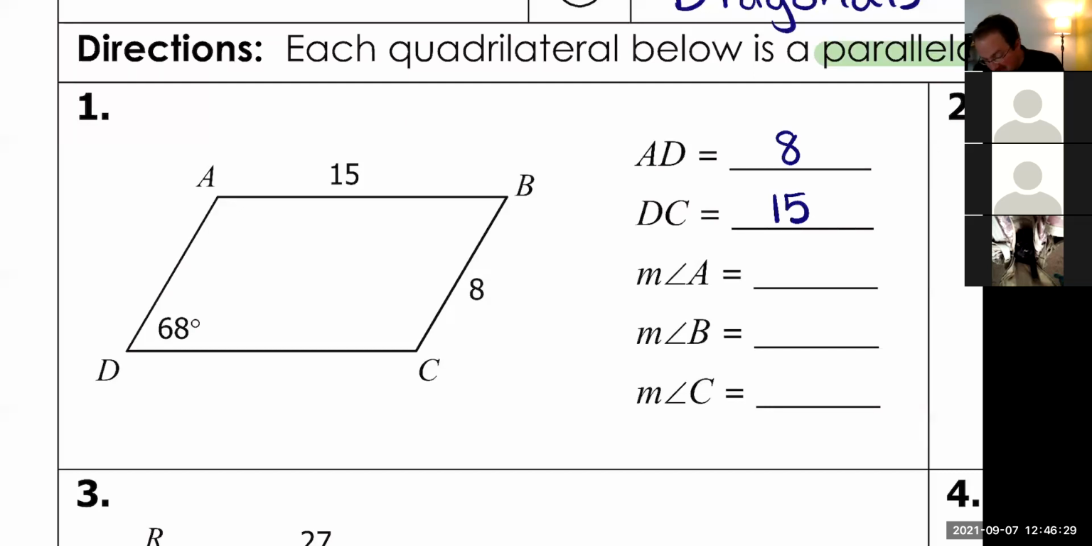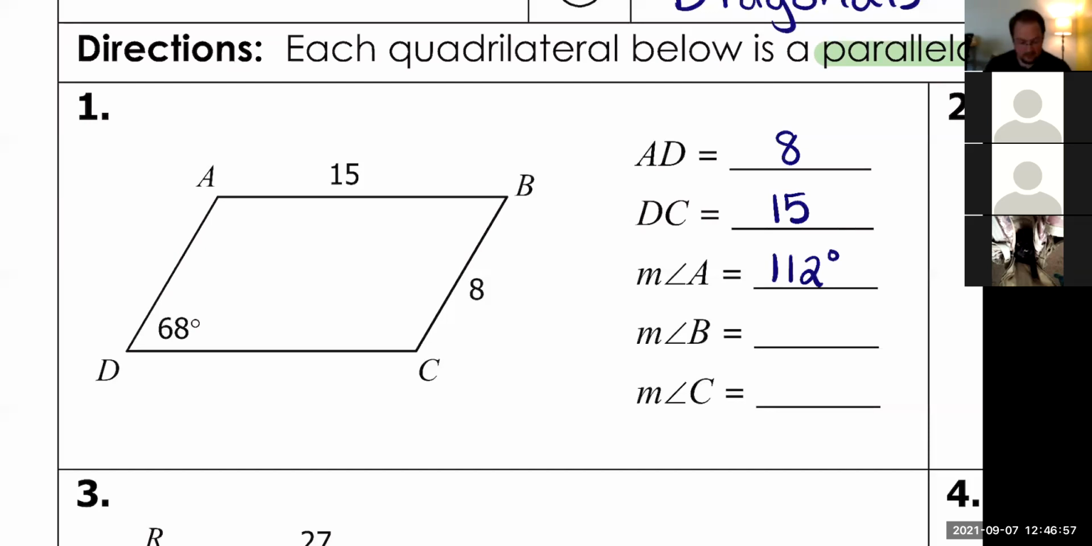Next, we have the measure of angle A. Now, we only have angle D. How would you describe the relationship between A and D? Are they opposite or are they consecutive? Consecutive, and consecutive angles are supplementary. So how would you figure out A? 180 minus 68, which gives you, I believe, 112.